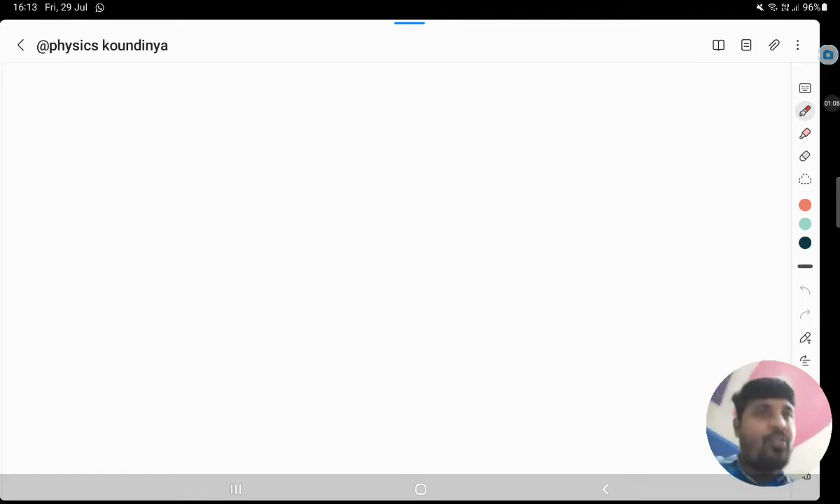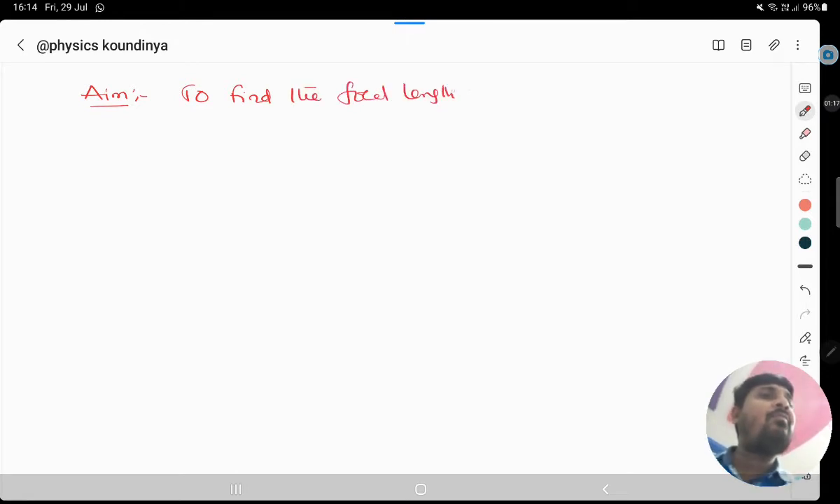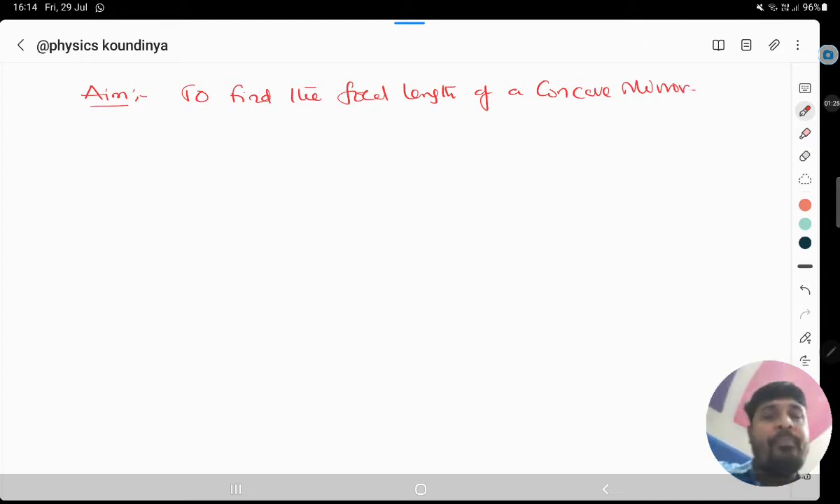So our topic is, what is our aim? To find the focal length of a concave mirror is our aim.